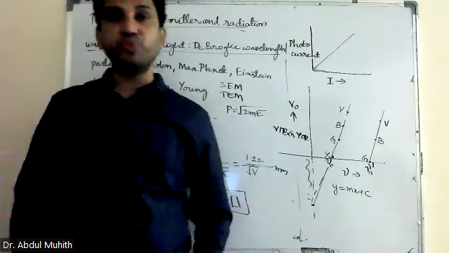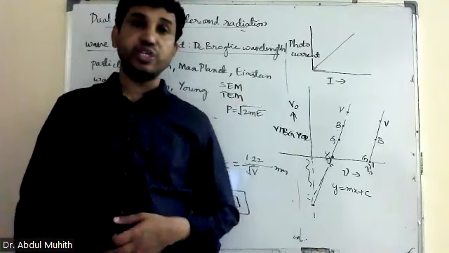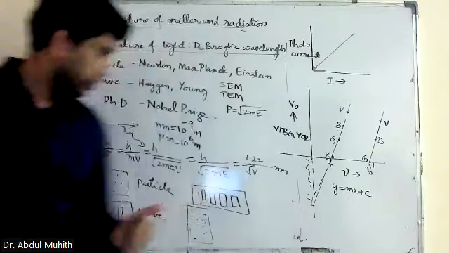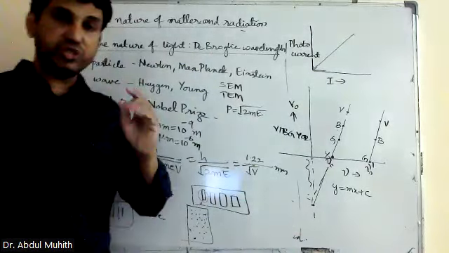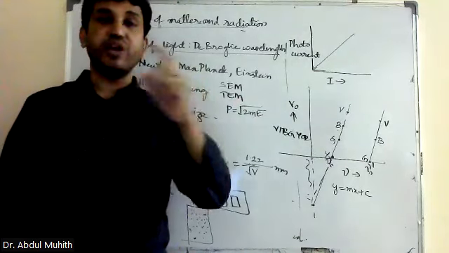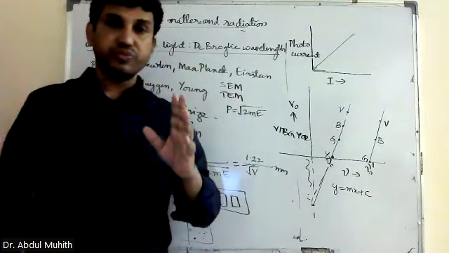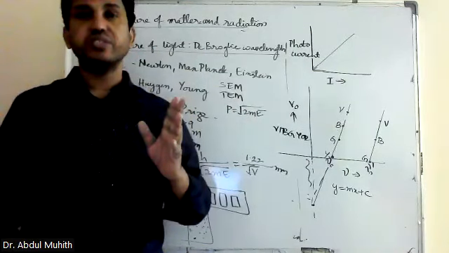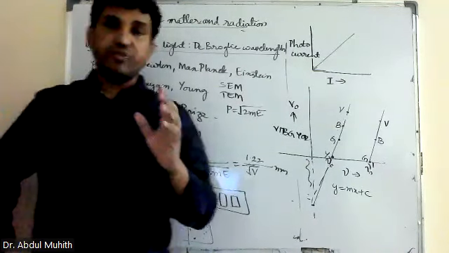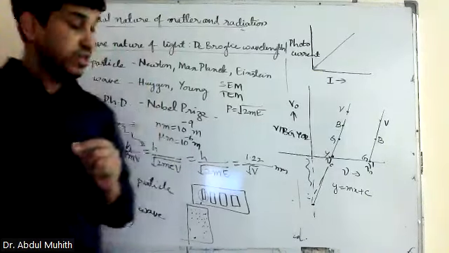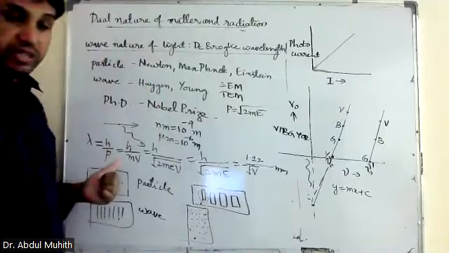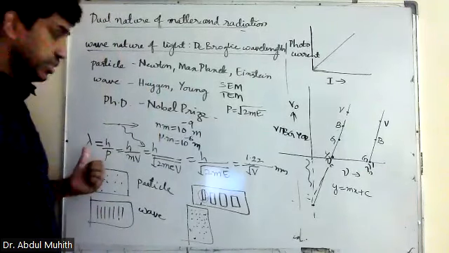There, experimentally, they proved that light has dual nature. How? The concept was that every particle is associated with a wave. Are you understanding, all of you? Yes, sir. Now, he says that every particle is associated with a wave, and that wave has a wavelength. What is that wavelength? It is lambda.